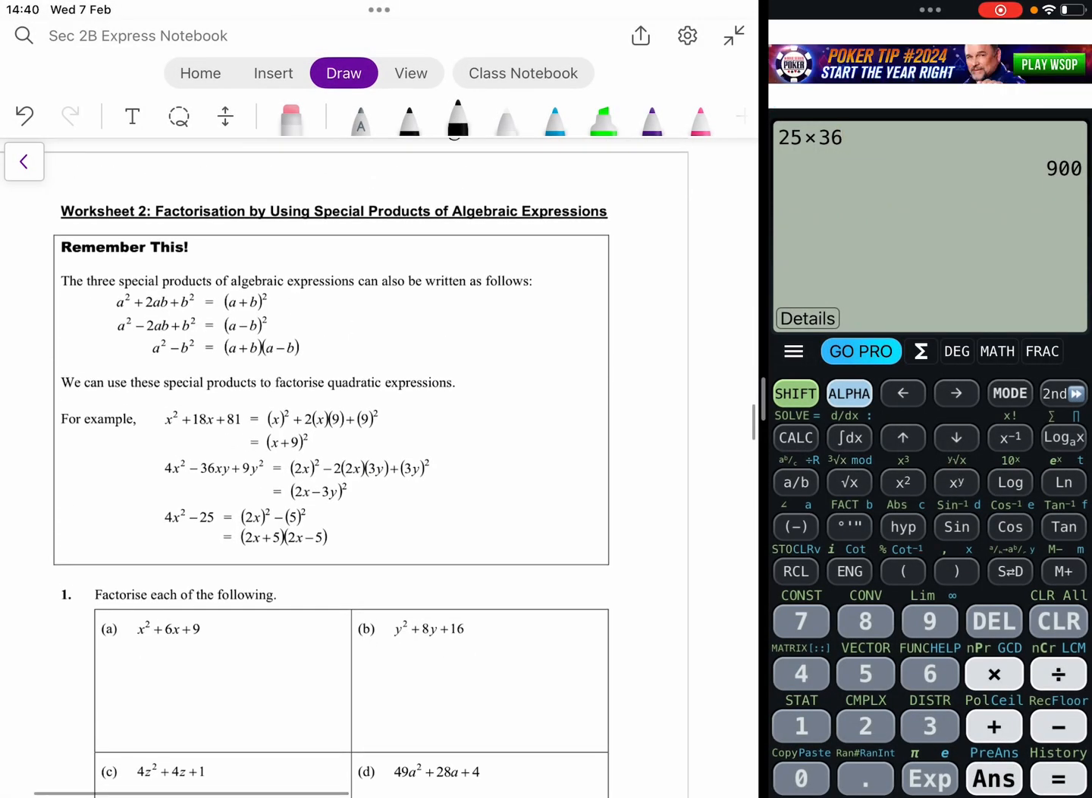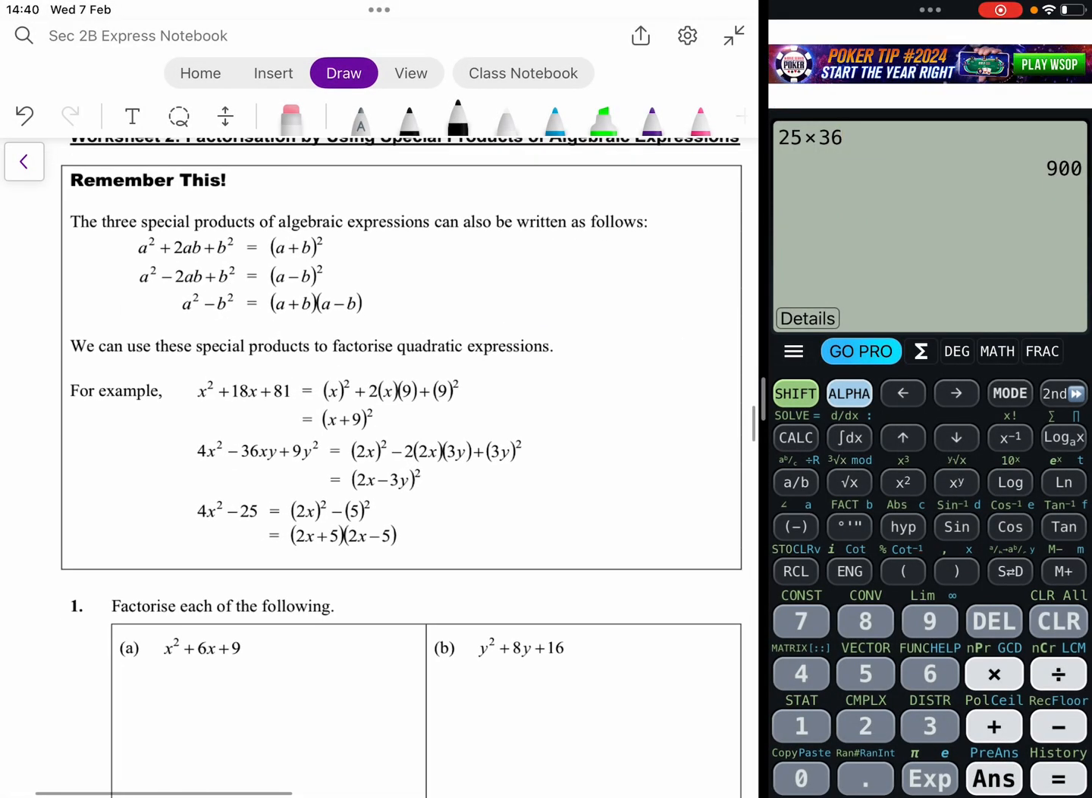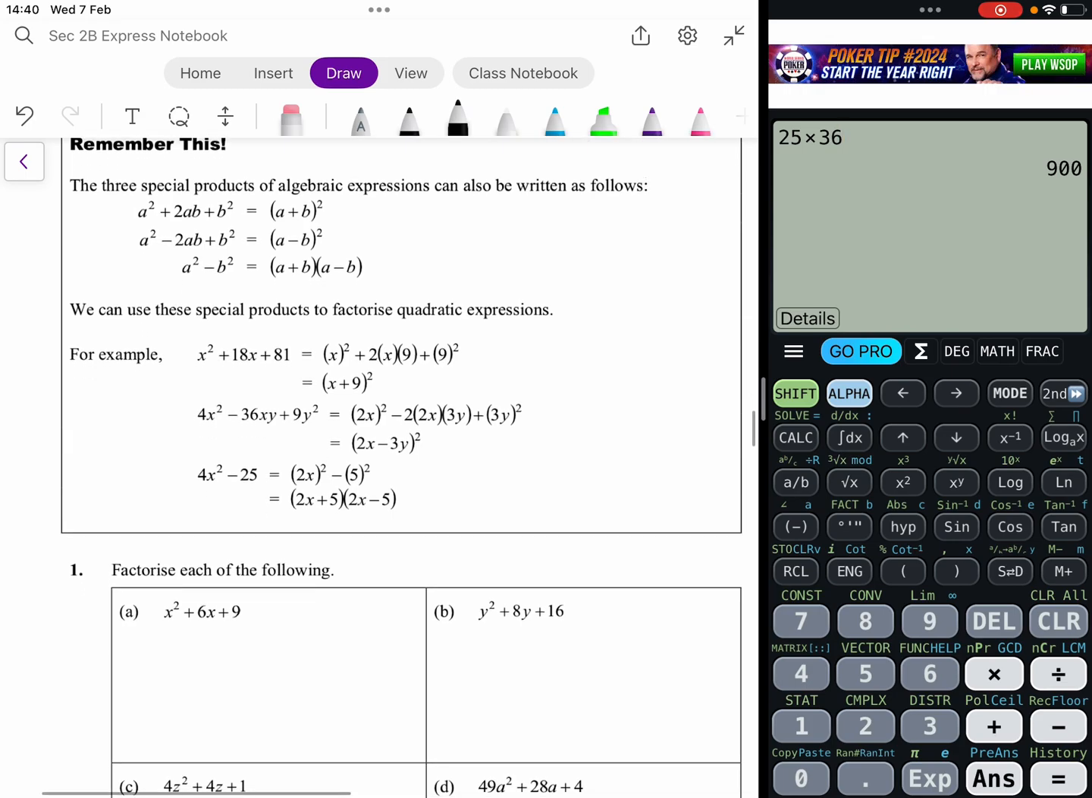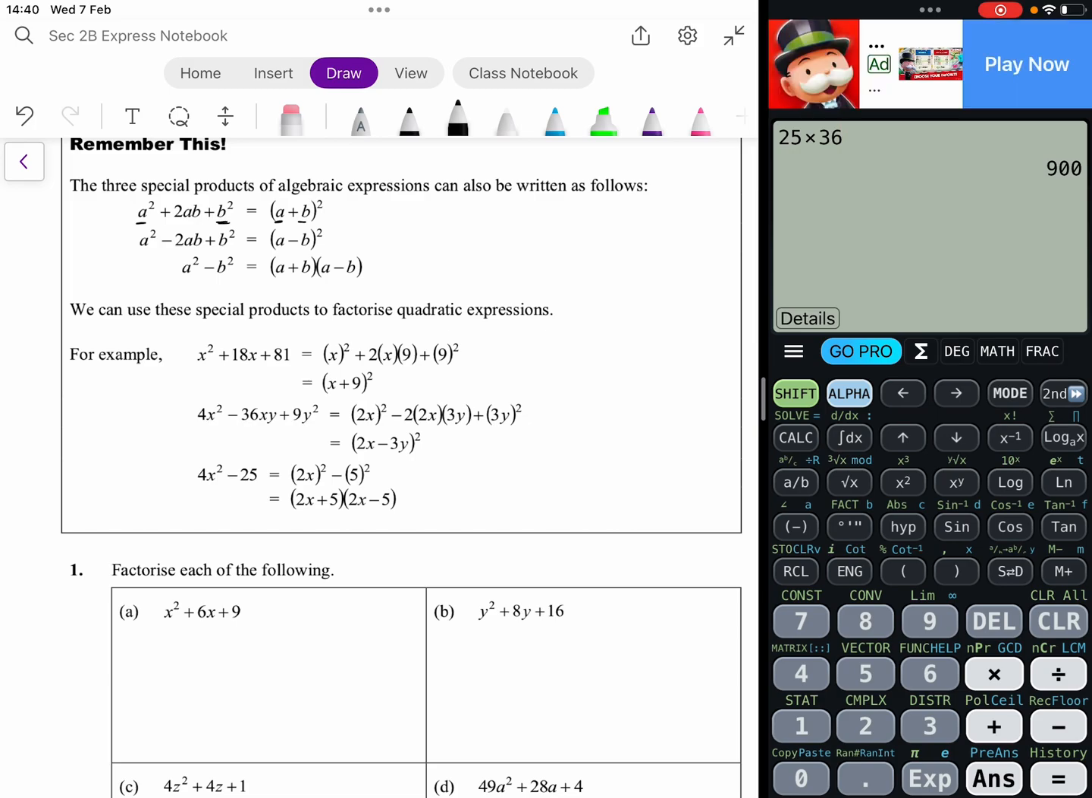Okay, so coming to the next part. This is the reverse of using the algebraic expression. So now we know our (a plus b) squared, when we expand it, is a squared plus 2ab plus b squared. But what if we are given this equation? Are we able to get the factorized form back?